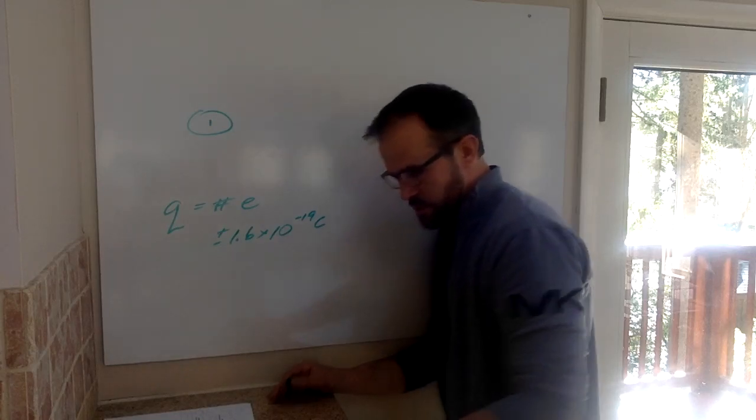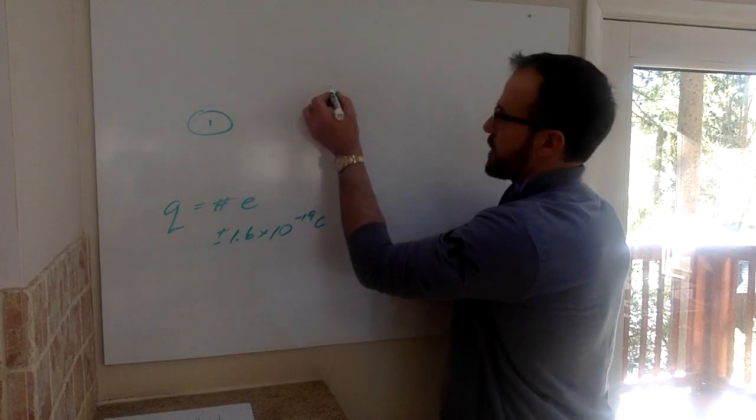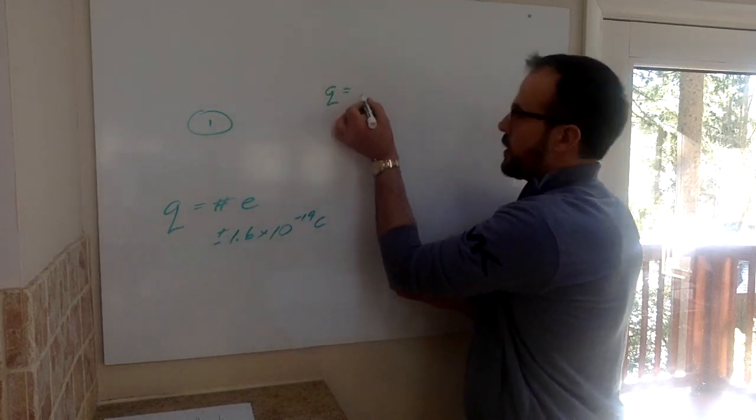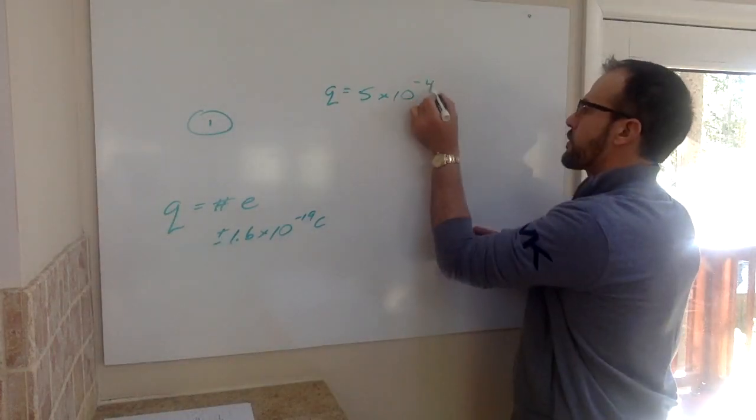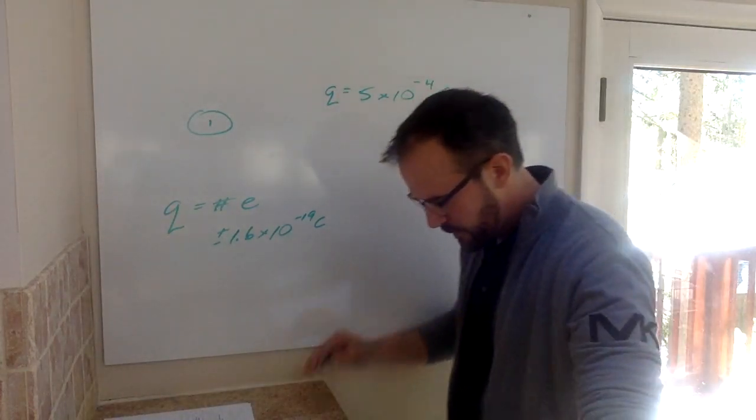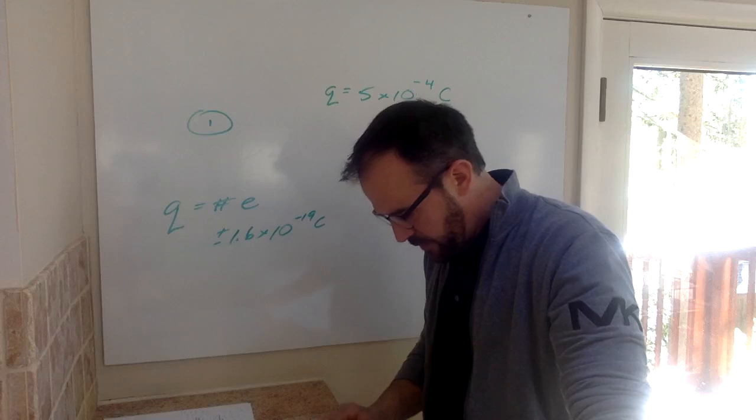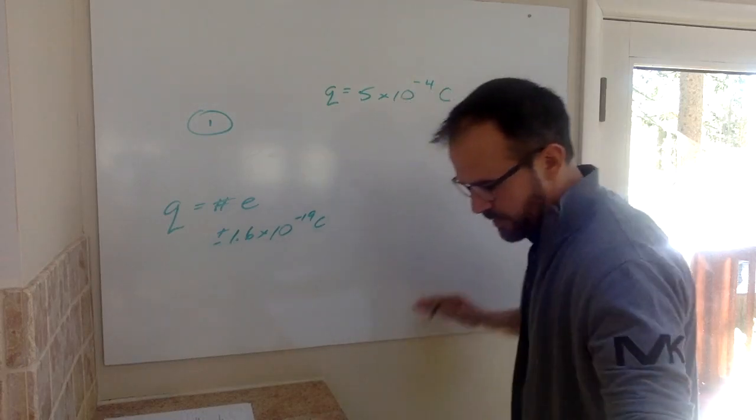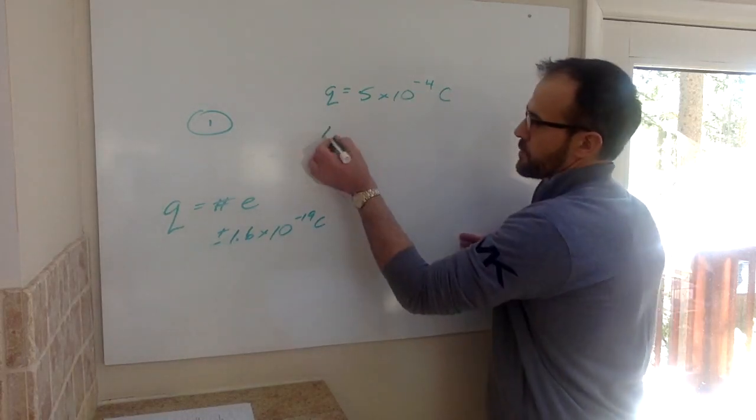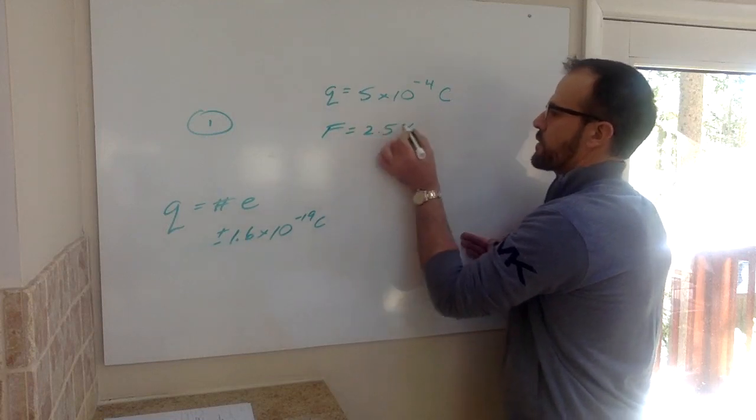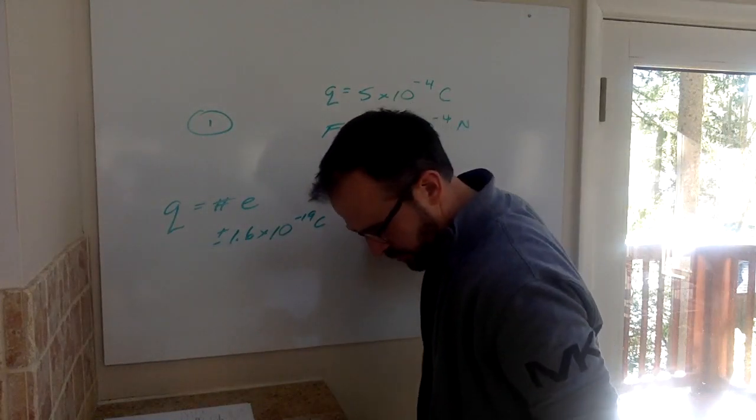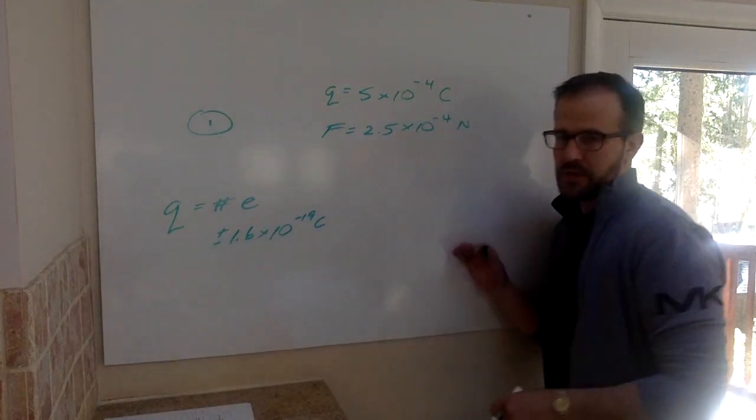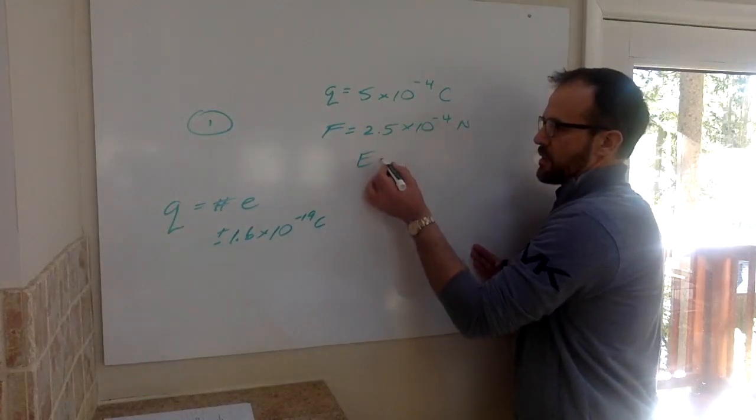Positive test charge. So Q equals 5 times 10 to the negative 4th coulombs, is in an electric field, and it gives it a force of 2.5 times 10 to the negative 4 newtons. And it wants to know what is the magnitude of the electric field. So it wants to know E.